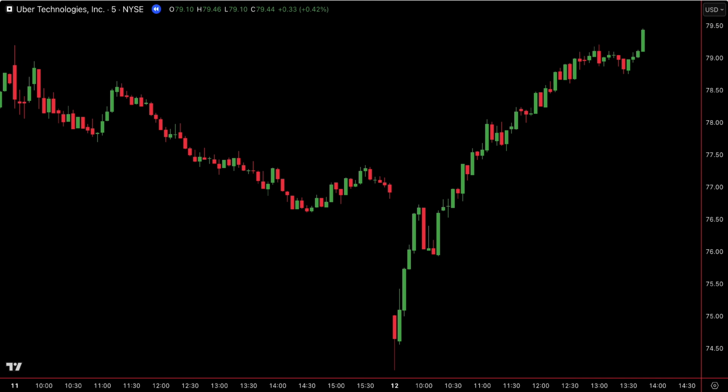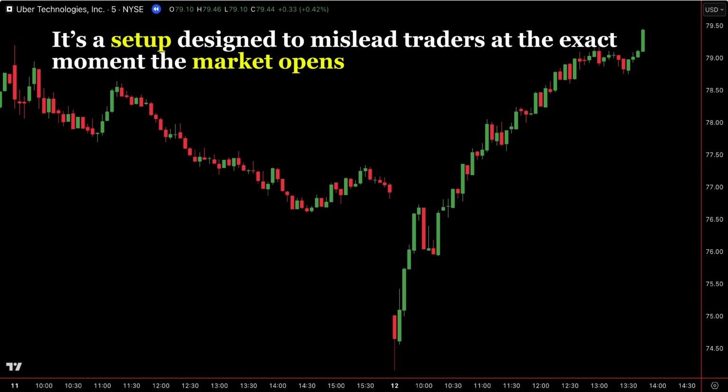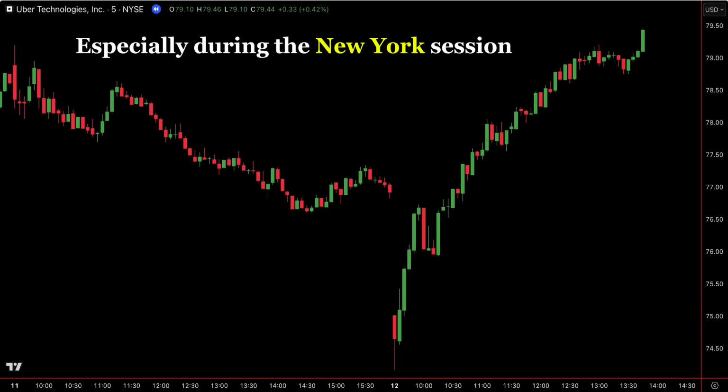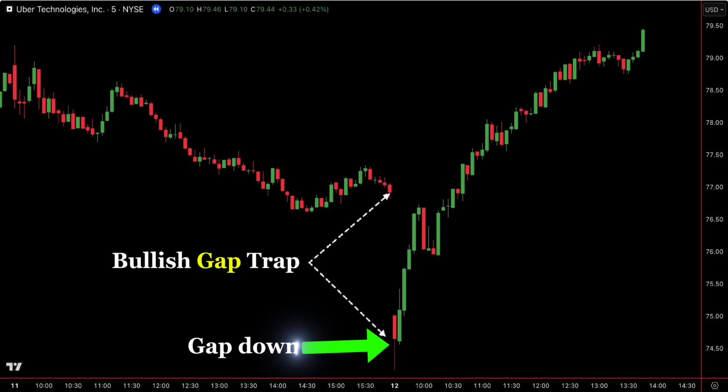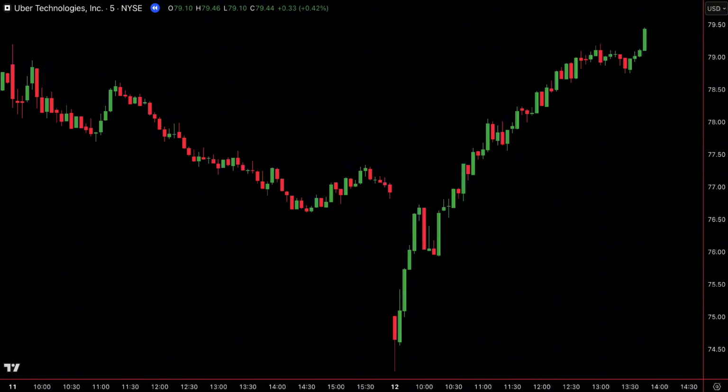Let's break down one of the most aggressive forms of candlestick manipulation, the gap trap pattern. It's a setup designed to mislead traders at the exact moment the market opens, especially during the New York session. Here's how it works. A bullish gap trap happens after a downtrend. The market opens with a gap down, convincing traders the drop will continue, but instead of falling further, price snaps back hard and launches upward, forming a strong bullish candle.